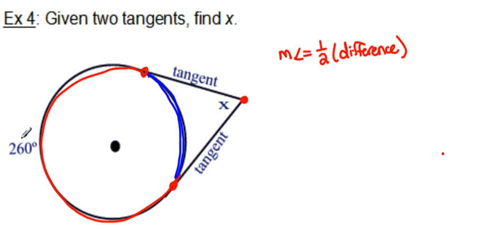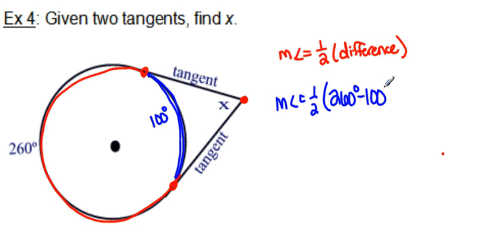Since the red arc measures 260 degrees, the blue arc needs to complete the 360 degrees, or in other words, is 100 degrees. So the measure of the angle is going to be equal to half of the difference between the 260 and the 100. Or 50 degrees.